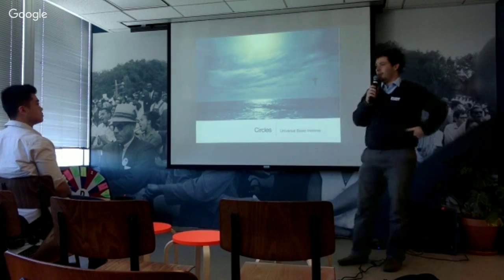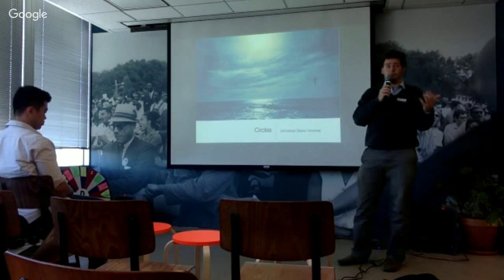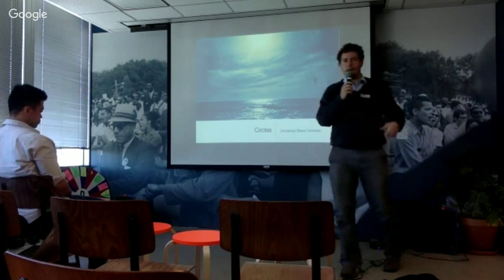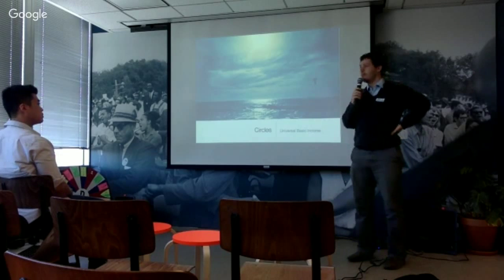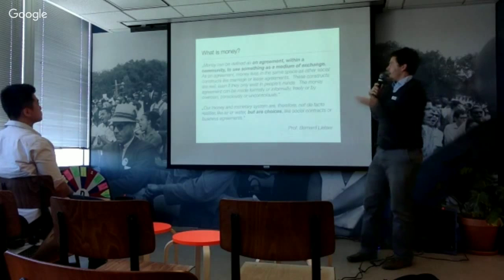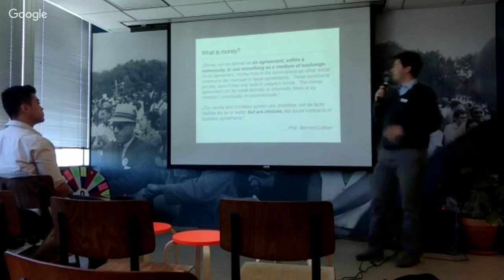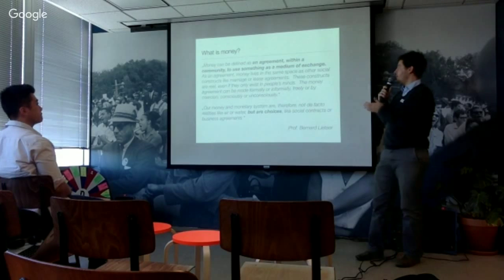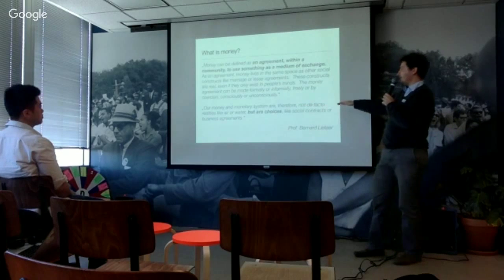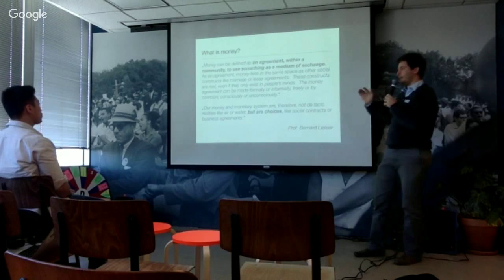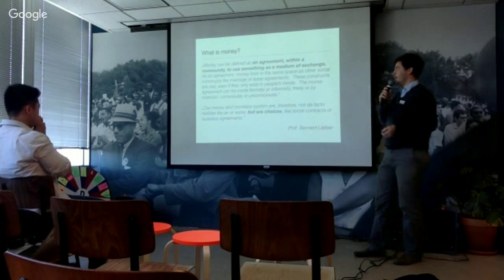And the idea of Circles is to improve the social contract, improve the money that we use today, and bake into it the idea of a basic income. Again, the question was, what is money? It can be defined as an agreement within a community to use something as a medium of exchange. The important thing is that our money and monetary system are not a God-given fact. We have choices to change it and to add other agreements into the money. Next slide.